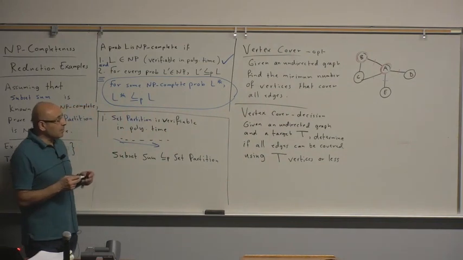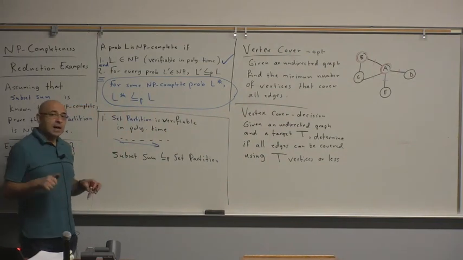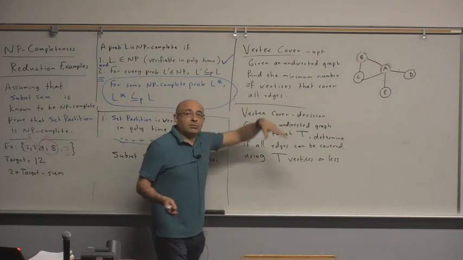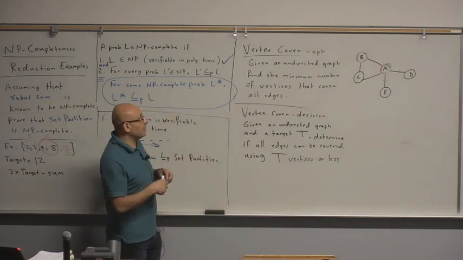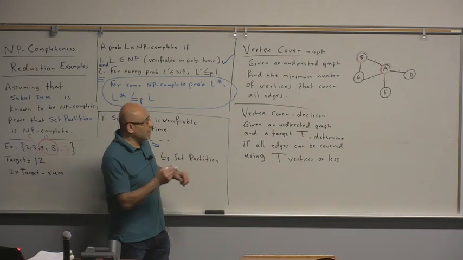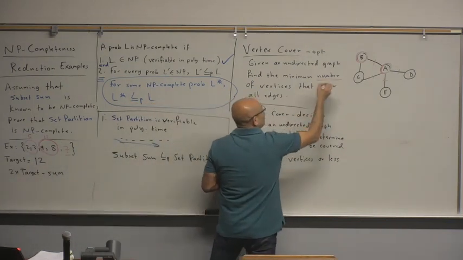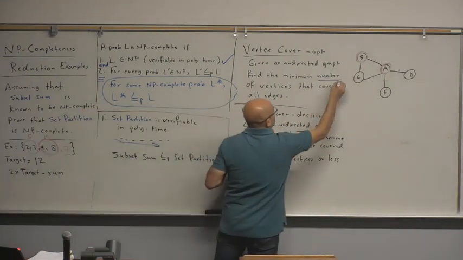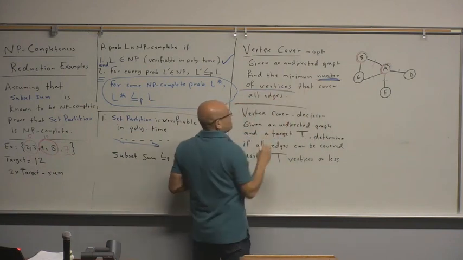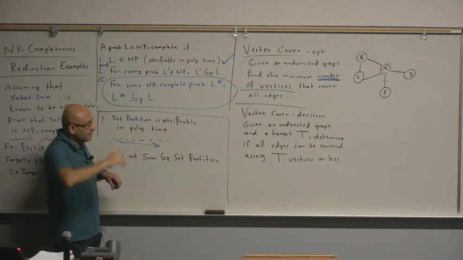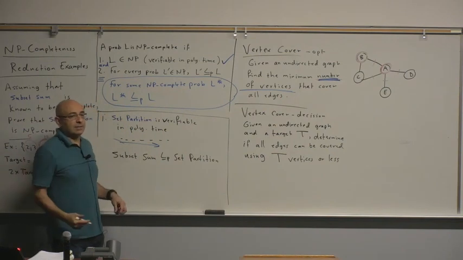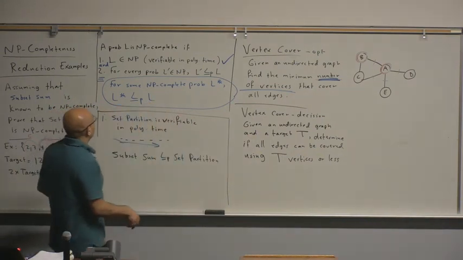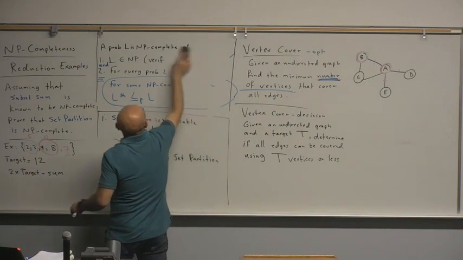So to transform or recast an optimization problem into a decision problem, you look into the quantity that you are trying to minimize. What's the quantity that you are trying to minimize here? The number of vertices. So you set a target for the quantity that you are trying to minimize. So I set a target: can I do it with T or less vertices? So this is the decision version of the vertex cover problem. Now, the other problem is the set cover problem.